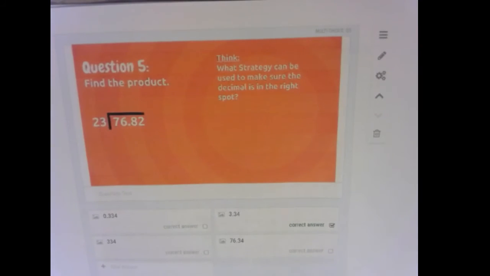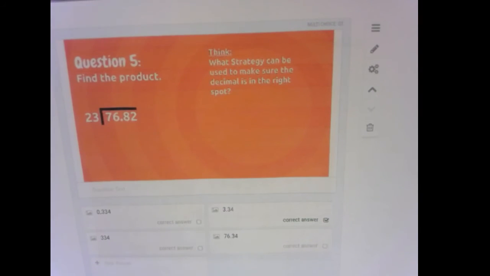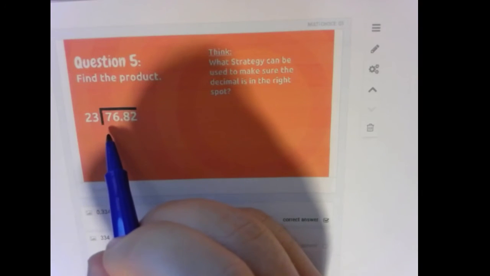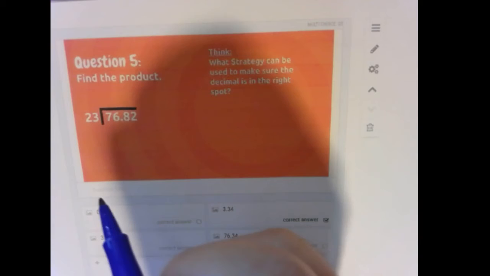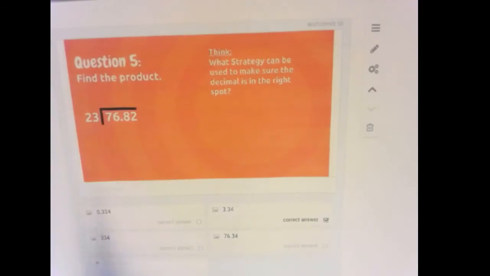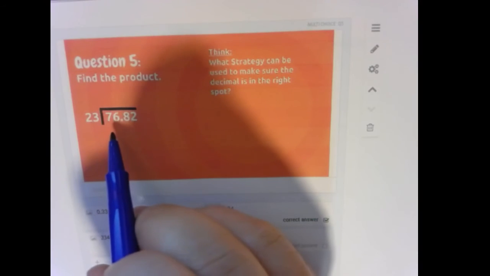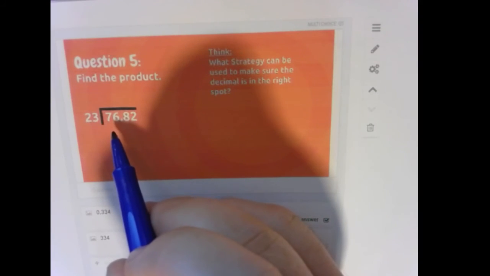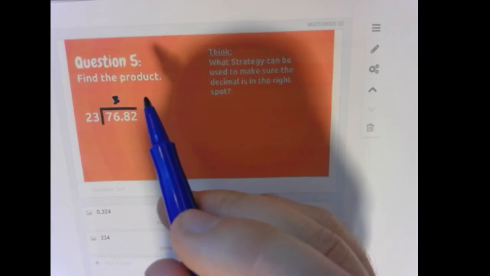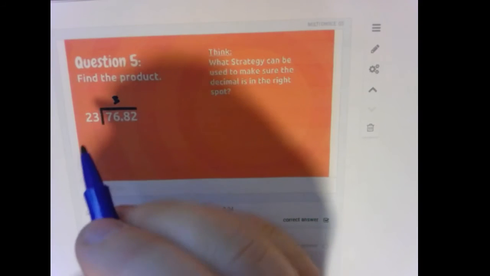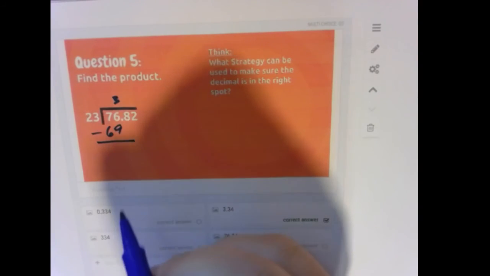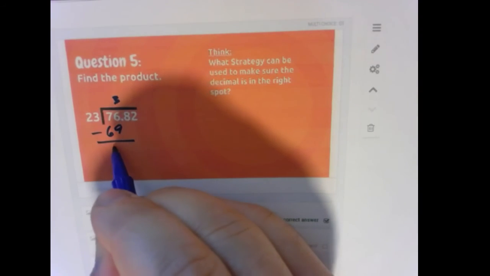All right, one more. So 23. How many times does 23 fit into 7? Well, it really doesn't, right? What about 23 into 76? Excuse me, sorry. So 23 will fit into 76. We think about money. Think about a quarter. So 25, 50, 75. So 23 is going to fit in about 3 times, right? So then let's work backwards. 3 times 23 would be 69. Find the difference. 76 take away 69 would be 7.